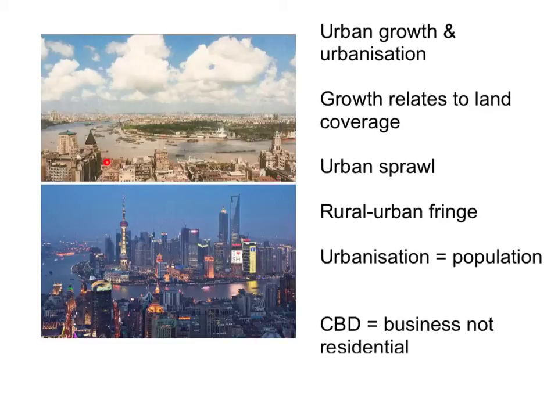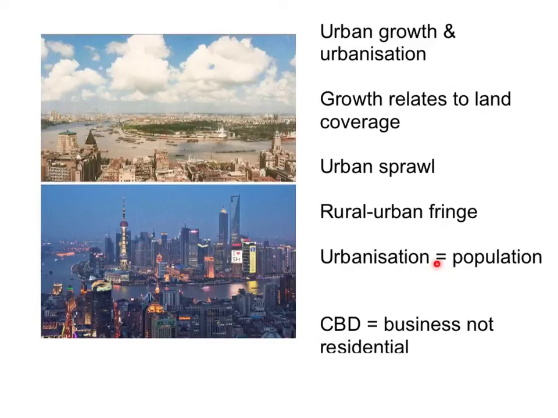Now, over time, this urban growth may lead to something called urban sprawl, which can lead to a blurring of the urban-rural divide, most typically on the rural-urban fringe, the point of a city where the urban area begins to meet the countryside.